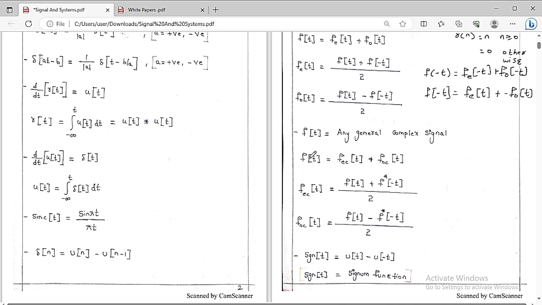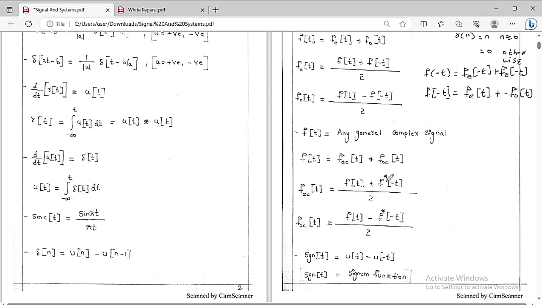Then I can write the signal as a summation of the even conjugate signal as well as the odd conjugate signal. So f of t is equal to even complex signal plus odd complex signal. If you want the even complex signal, it is the same as the previous one, but wherever f of minus t is there, just keep the conjugate there.